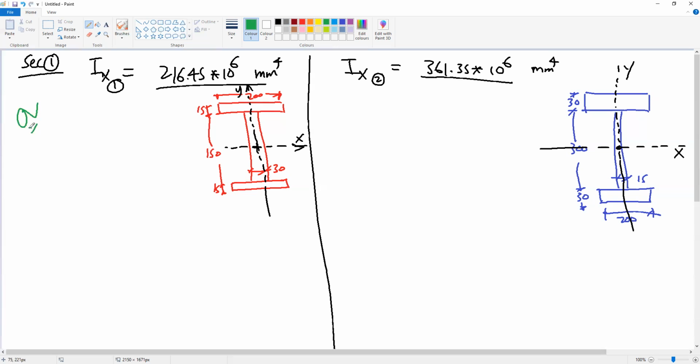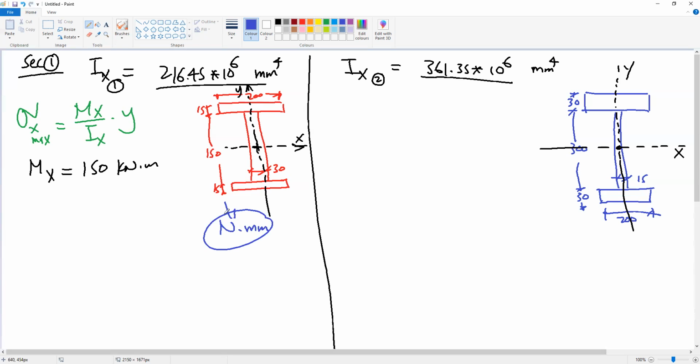So sigma x max will be Mx divided by Ix times y. Given in the example, Mx equal to 150 kilonewton meter. The best unit to use for calculating the stresses here is Newton and millimeter. This is the best unit we need to use. So how to convert from kilonewton meter to Newton millimeter? To convert from kilonewton to Newton, we need to multiply by 1000.